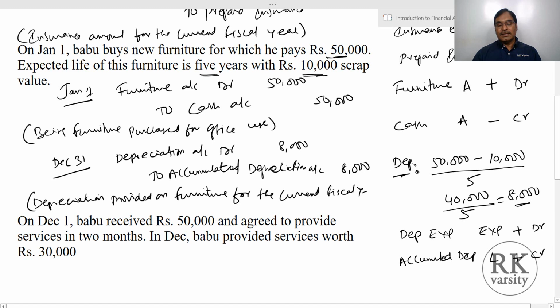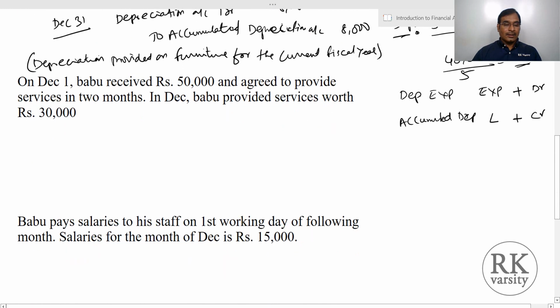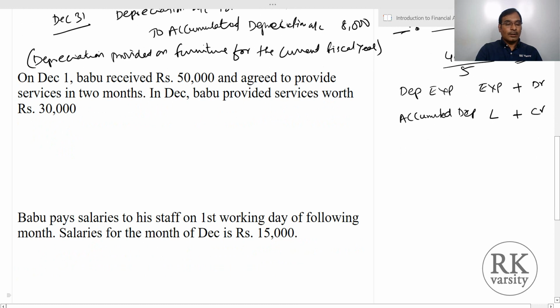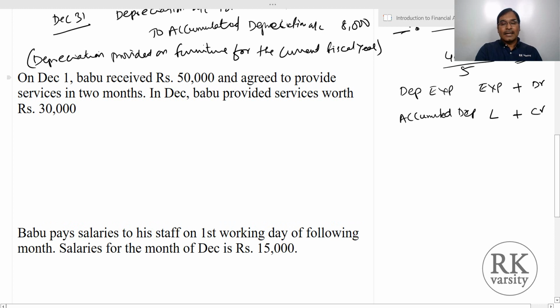Next, on December 31st, Babu received rupees 50,000 and agreed to provide services in 2 months. In December, Babu provided service worth rupees 30,000. So here on 1st December, what you are doing is receiving an advance, that is your unearned income. This income is not yet earned, you simply received it as an advance. Technically we call this unearned income, for the services that you are supposed to provide.